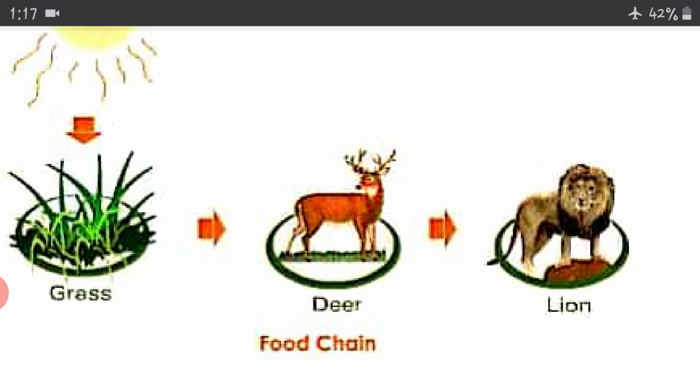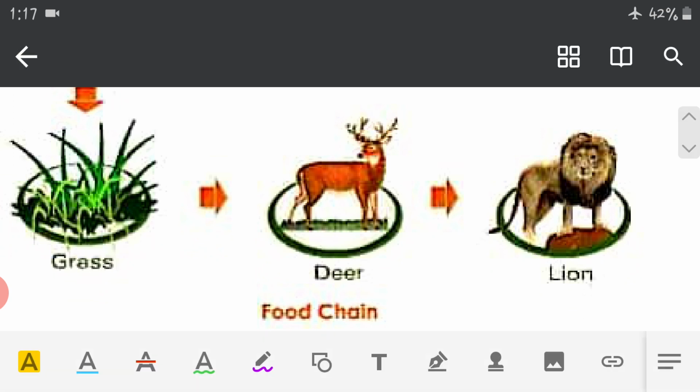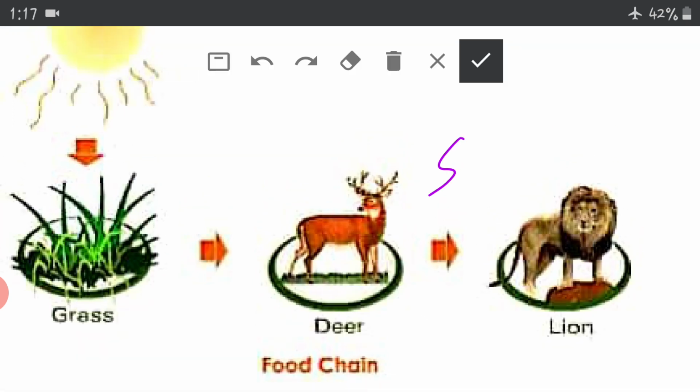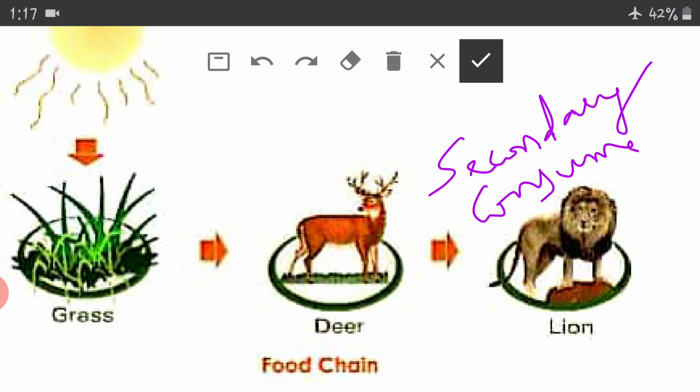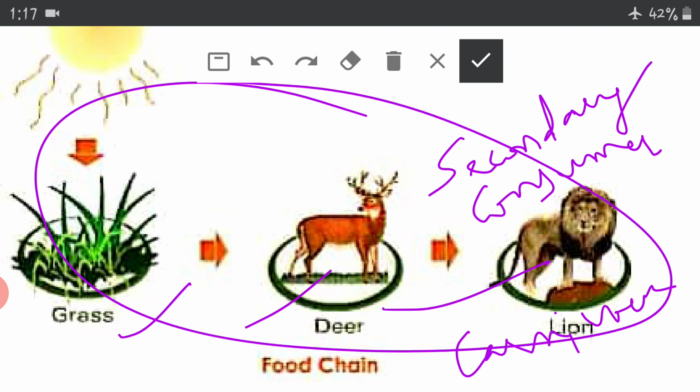On the other hand, lion is a secondary consumer, or carnivore. We can say lion is a carnivore. So grass is eaten by deer, which is eaten by lion, and together they make a food chain.